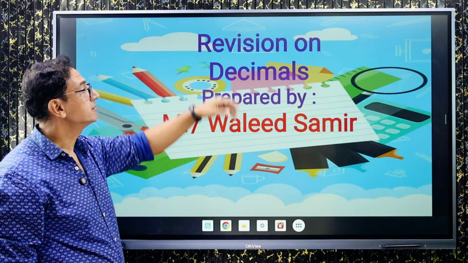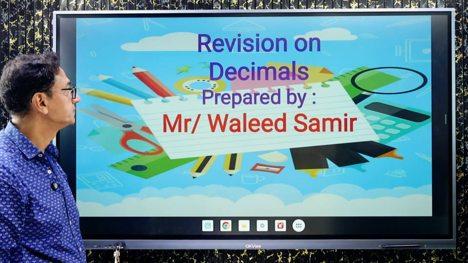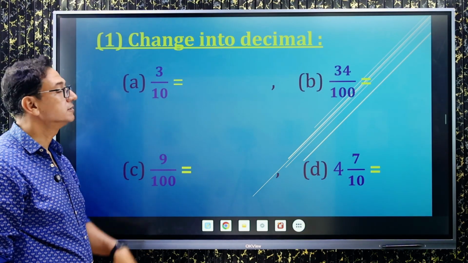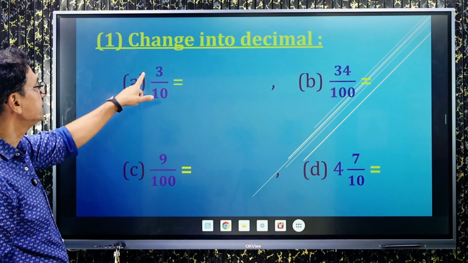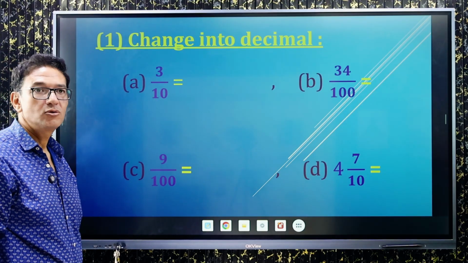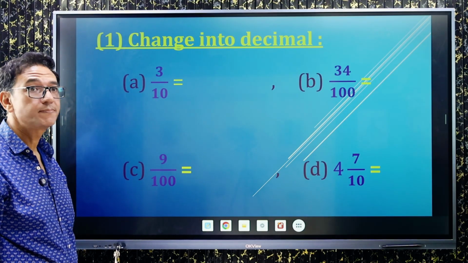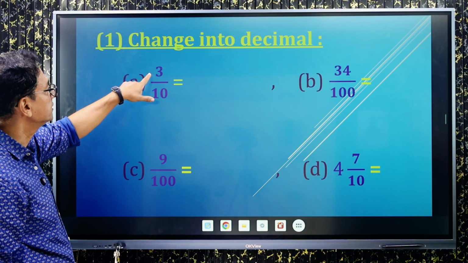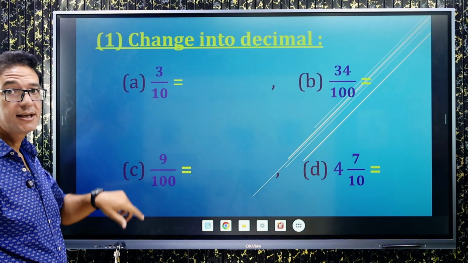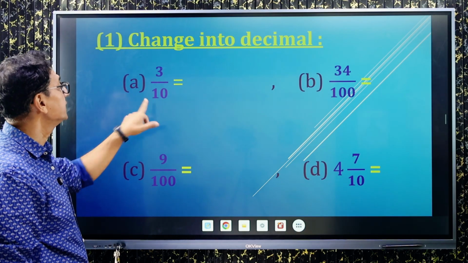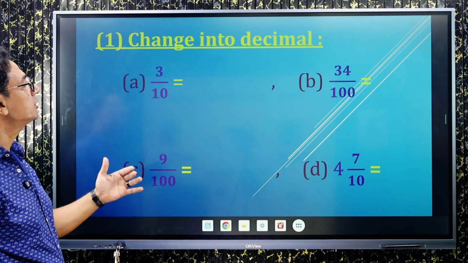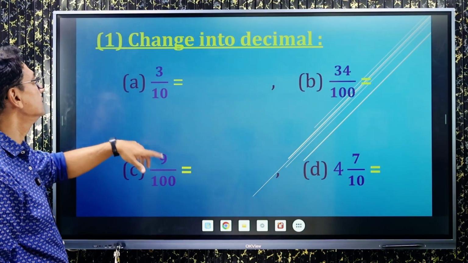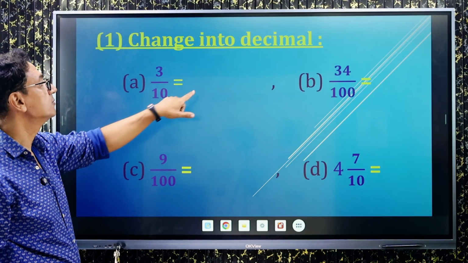Today we will make a revision on decimals. Change into decimal. We have 3 over 10, or 3 tenths. This is a fraction form. It has a numerator 3 and a denominator 10. We want to write it in decimal form. Change or convert into decimal.